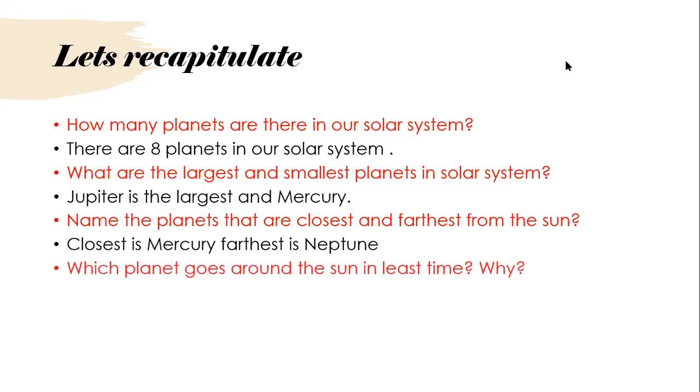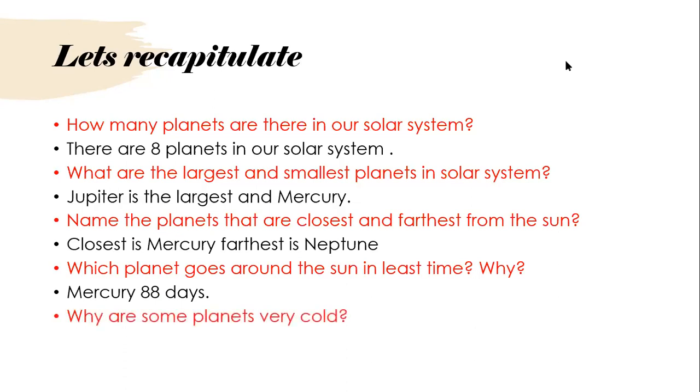Which planet goes around the sun in least time? Mercury goes within 88 days and Earth 365 days, right? So why does it take only less time? Because it is near and it is the smallest.